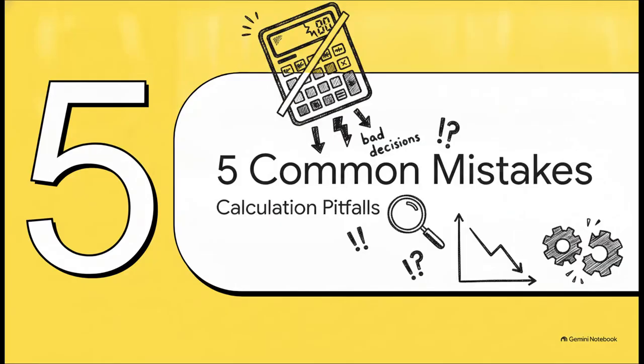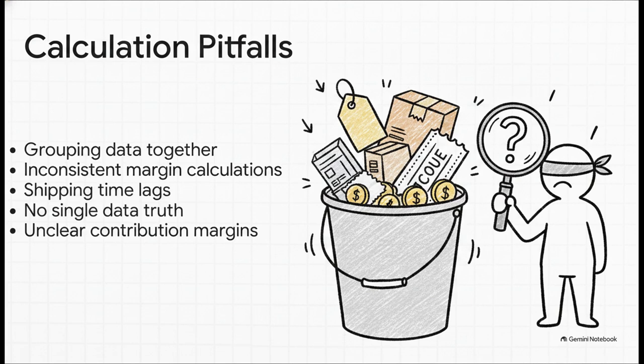Section 5, 5 common calculation mistakes, the pitfalls. When bad data leads to bad decisions, it almost always comes back to these 5 traps. Number 1 is incredibly dangerous, throwing your sales, refunds, discounts, and shipping all into one giant bucket. If you just net off discounts against your gross sales, you literally cannot tell if your fluctuating margins are happening because of the discounts or because of something else entirely.